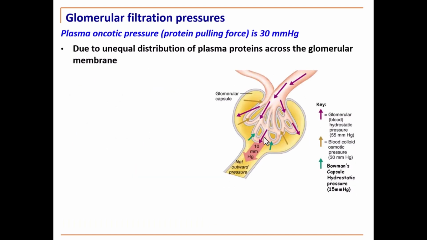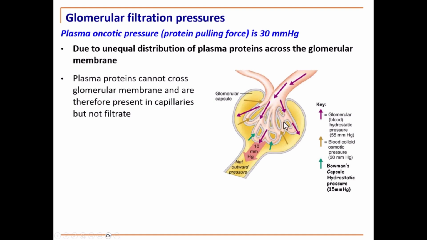We then think about plasma oncotic pressure, and that's your protein pulling force, and that's about 30 millimeters of mercury. That's purely down to the unequal distribution of plasma proteins across the glomerular membrane. Remembering we don't, in health, have proteins passing into our filtrate, so there's none in this filtrate, whereas we've got a decent amount of proteins there, 50, 55 grams per litre within our capillaries, within our blood. So like I said, the plasma proteins can't cross and therefore are not present in the filtrate.